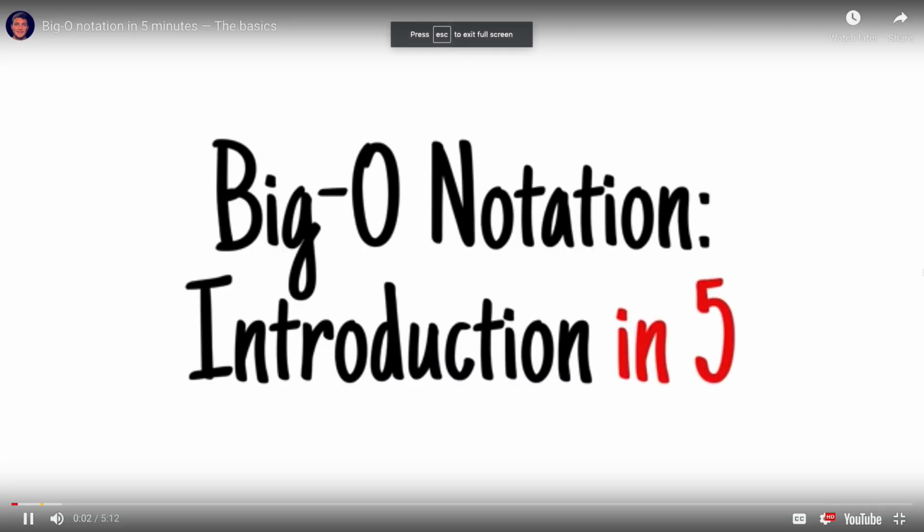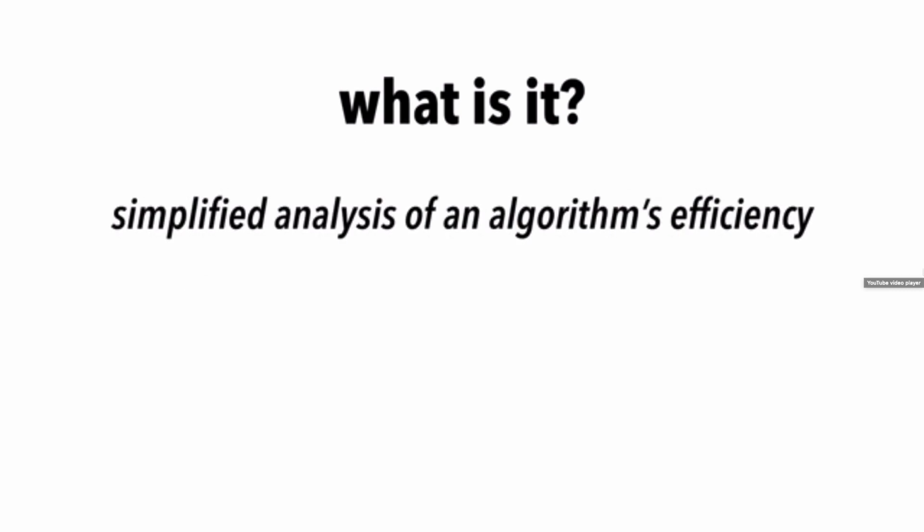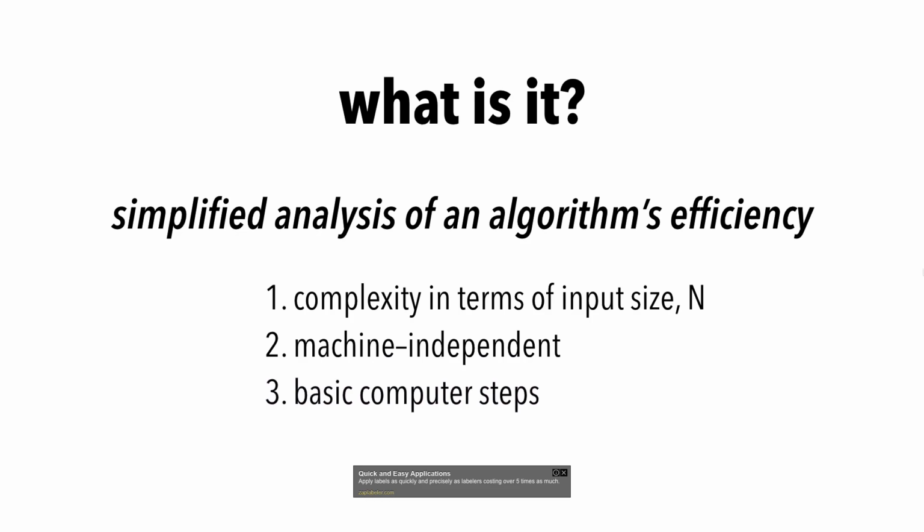Today we're going to learn about Big O notation. So what is it? Big O notation is simplified analysis of an algorithm's efficiency. We cover a lot of algorithms on this channel, and we need a way to compare them and some idea of how long they take to run. Big O gives us an algorithm's complexity in terms of the input size, n. It gives us a way to abstract the efficiency of our algorithms, or code, from the machines they run on. We don't care about the stats of the machine, rather we examine the basic computer steps of the code. We can use Big O to analyze both time and space.